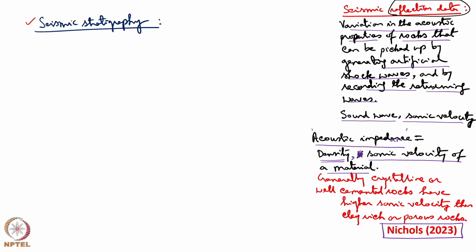Acoustic impedance is important, and it involves two important terms, density and the sonic velocity of the material. Sonic velocity matters because generally crystalline or well cemented rocks have higher sonic velocity than clay rich or porous rocks. The more porous a rock is, the lower is the sonic velocity.